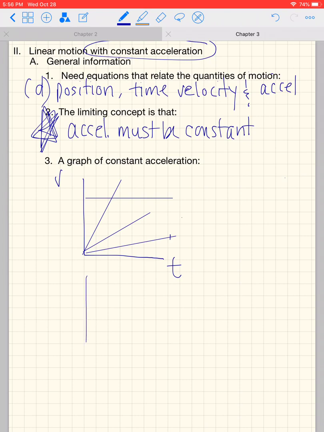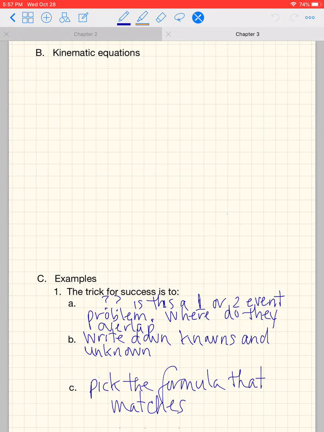A graph that does not have constant acceleration is going to look like this, where the slope is changing, or it could look like this. If I don't have a constant slope, I don't have constant acceleration, and I have to have constant acceleration for these equations. Now I'm just going to list the equations for you. How they actually come about and the algebra involved in deriving these equations, I've shown you in my completed notes on PowerSchool. I would encourage you to please look at those. It's actually kind of interesting to see where these equations come from.